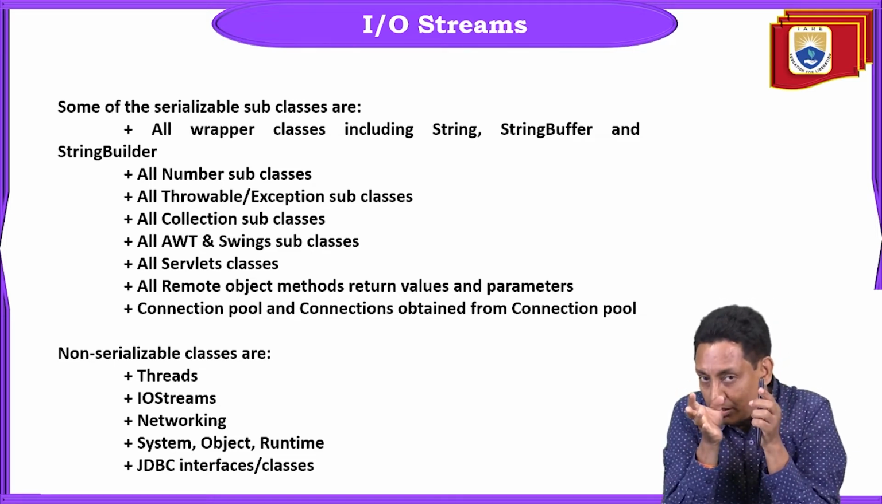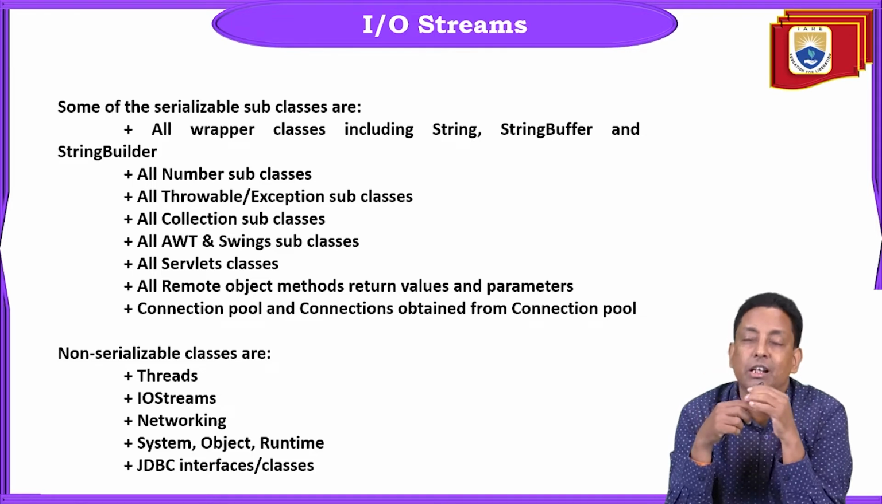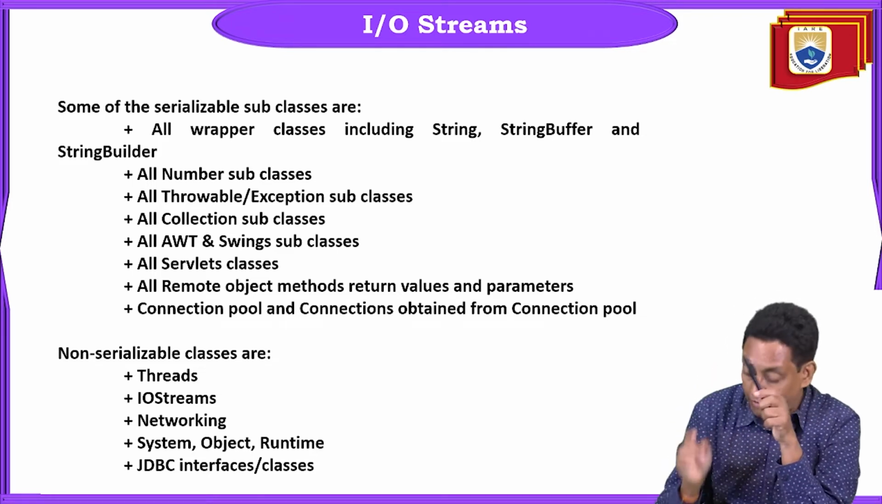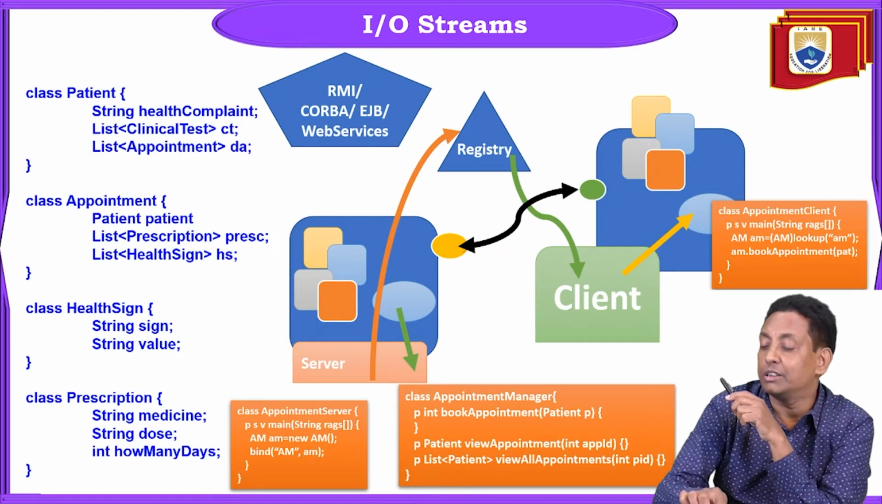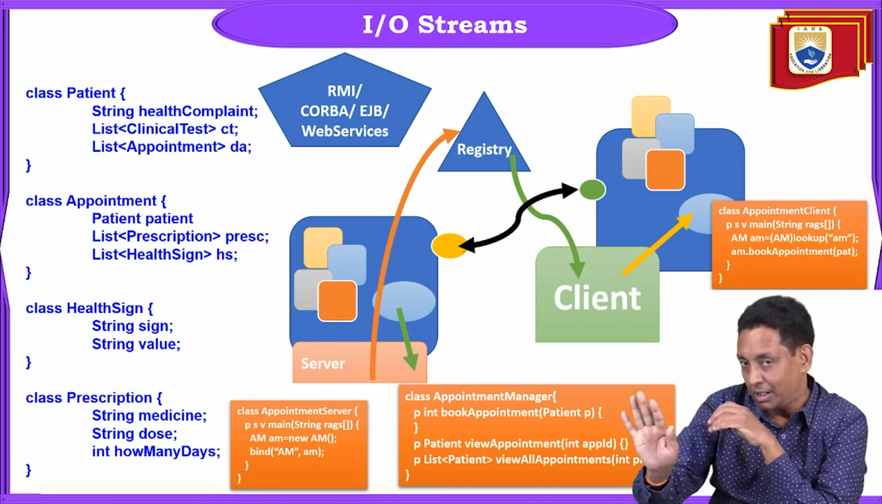Now, I hope you understood where object serialization comes into the picture, and where it is essential. In distributed application development, object serialization is essential. If object serialization doesn't exist, no class object in one machine can move. Object state cannot move from one machine to another machine. Absolutely not.